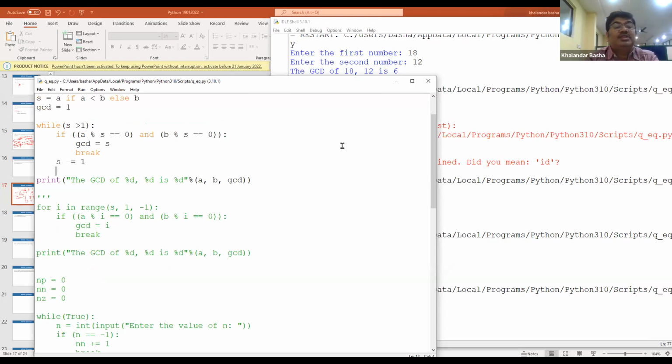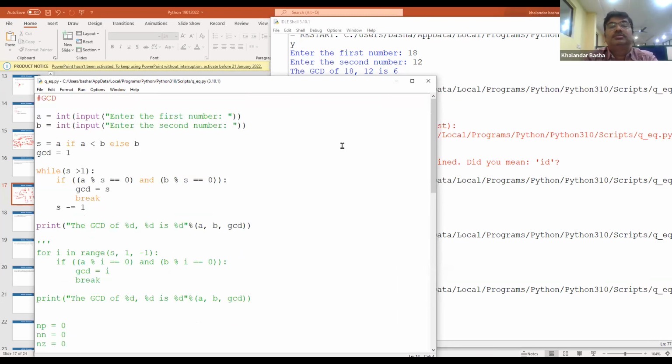Do you have any doubts in this program using while loop or for loop? There are multiple logics for GCD implementation. So this is one which is a common method. Tomorrow, in the next class, we will see other methods which get the result with fewer iterations.